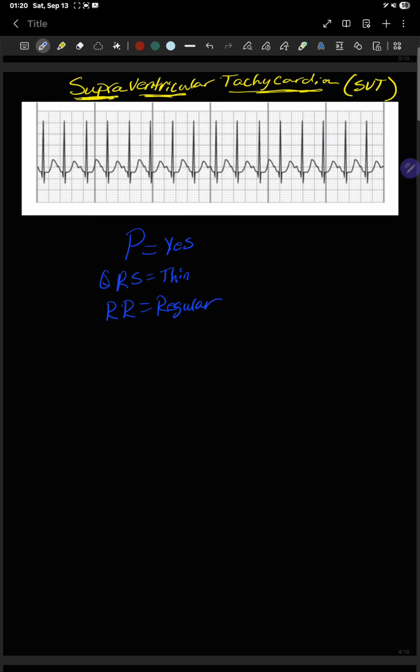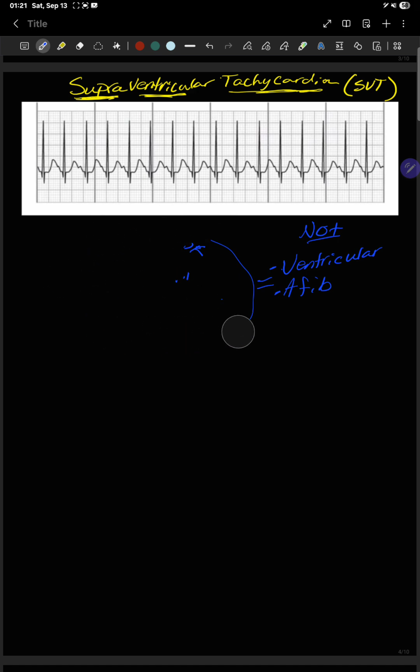Well, just by this right here, we've ruled out a ventricular arrhythmia. We've also ruled out AFib, right? Because it's regular. If it wasn't regular, we'd be looking at AFib. So it's not ventricle, and it's not AFib. And I have P waves as well. They're in there.